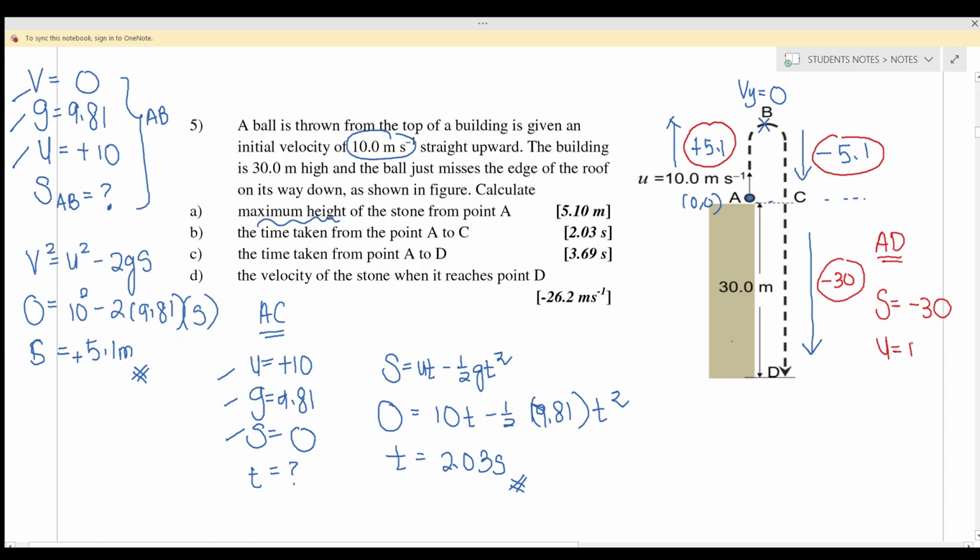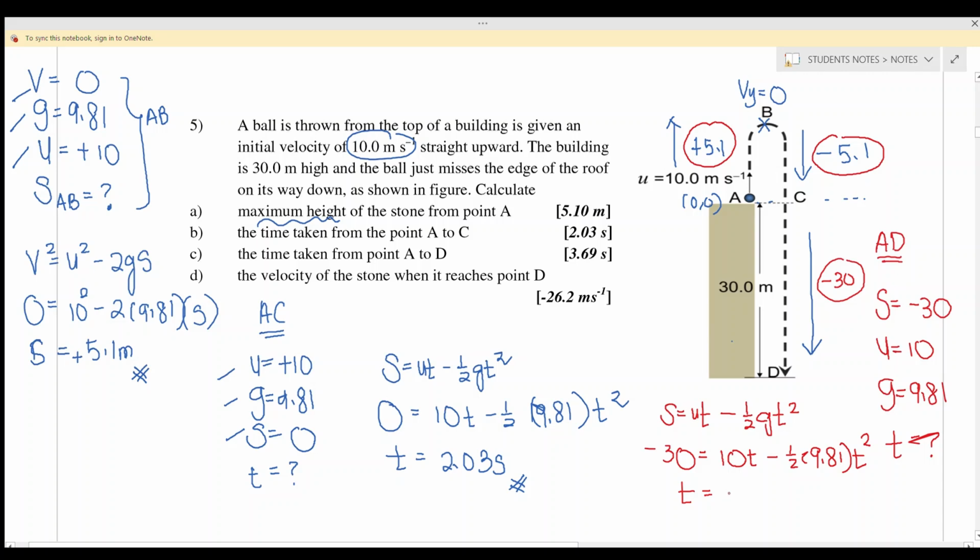U equals 10 and G equals 9.81. So we want to find the time taken from A to D. We can use S equals UT minus half GT squared. So you substitute inside, negative 30 equals 10T minus half, G is 9.81, T squared. So finally you will get the answer, 3.69 seconds.